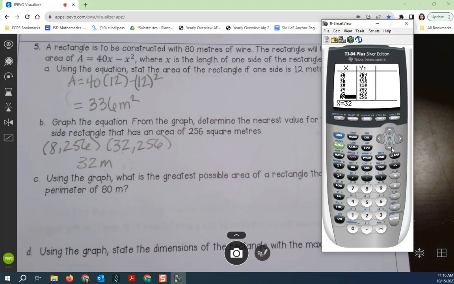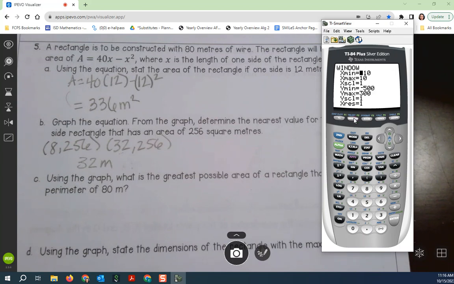Using the graph, what is the greatest possible area of a rectangle that has a perimeter of 80 meters? So we need to find the maximum point. So we need to look at the graph, and in a standard window, I don't see very much. You can try to zoom out or zoom fit maybe. Let's try zoom fit. Okay, so you can see part of the parabola over here. I need to see less of these negative y's or even negative x's. I need to see more of the positives.